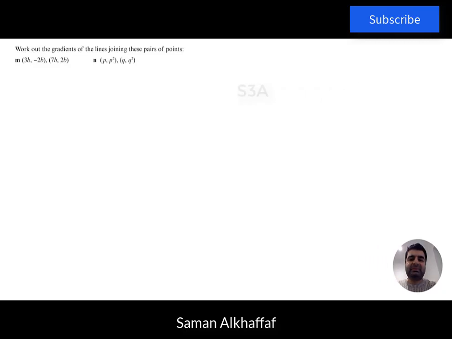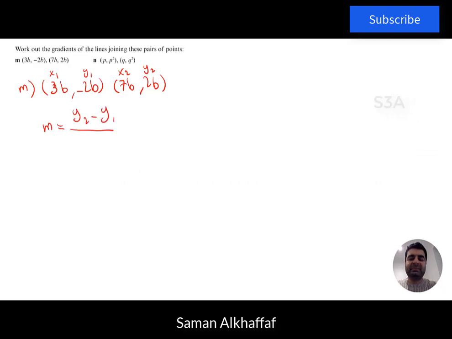In this example, we are asked to work out the gradients of lines joining these pairs of points. So we look at M. We have the points 3b and minus 2b, which represent x1, y1, and the second pair, 7b and 2b, which represent x2, y2. So the gradient will be y2 minus y1 over x2 minus x1.